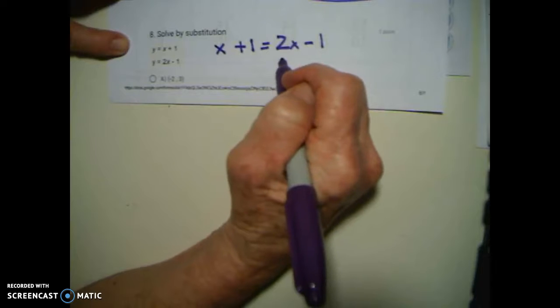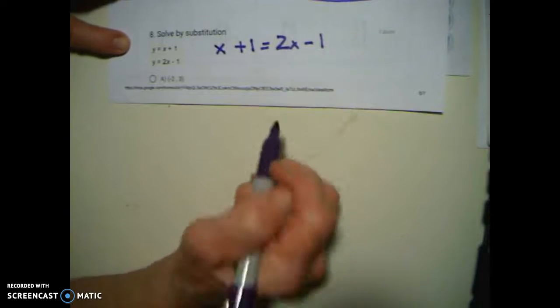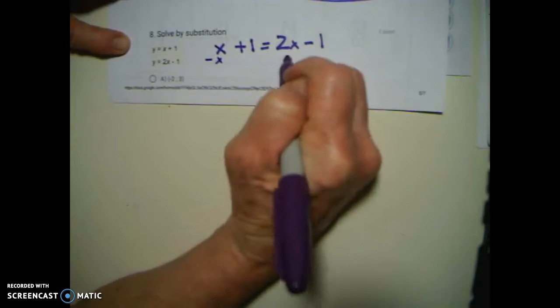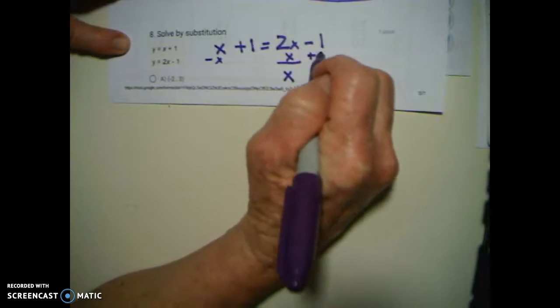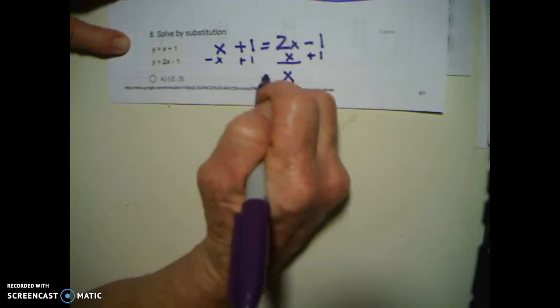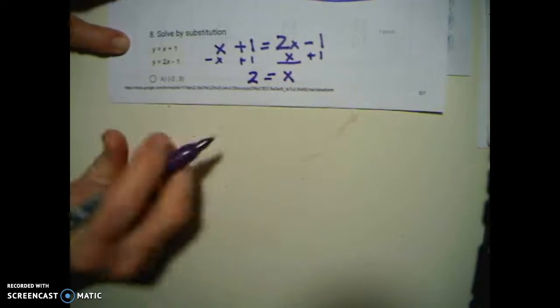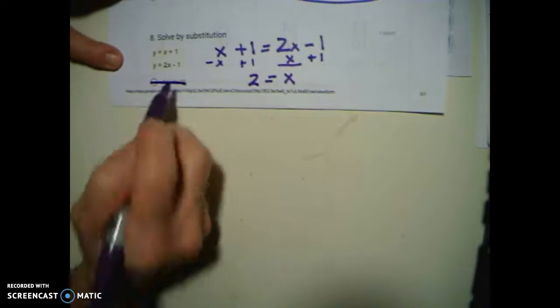Get my x by itself, and because I like to work with positives when possible, I'm going to move this x, move this x. I'm left with 1x. I'm going to add 1, add 1. X is going to equal 2. Look at my answer choices. Definitely not this one. That's a negative. It's got to be a D. It's the only one that has positive 2. I can try my other ones just to be sure, but the correct answer would be D.